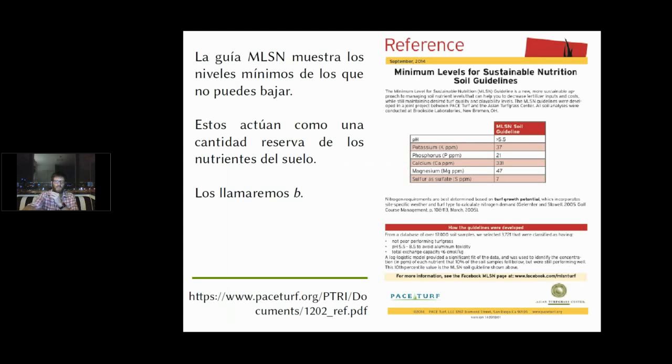The MLSN guidelines serve as a minimum level that we don't want to drop below. So we want to keep the soil above the minimum levels given in the MLSN guidelines. And in that way, they act like a buffer of nutrients that we never touch, or they act like a reserve of nutrients in the soil that we never touch. And we're going to call this B. We'll call this amount B. So we've got A is the amount the grass uses, B is the MLSN guidelines, and C is the soil test amount.